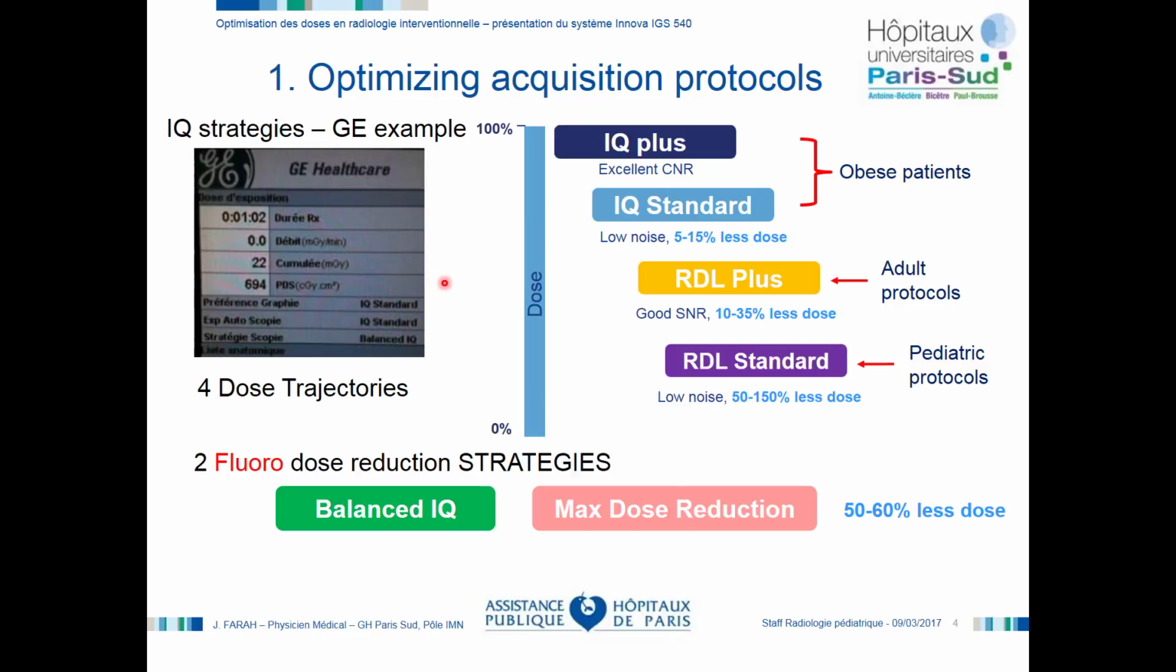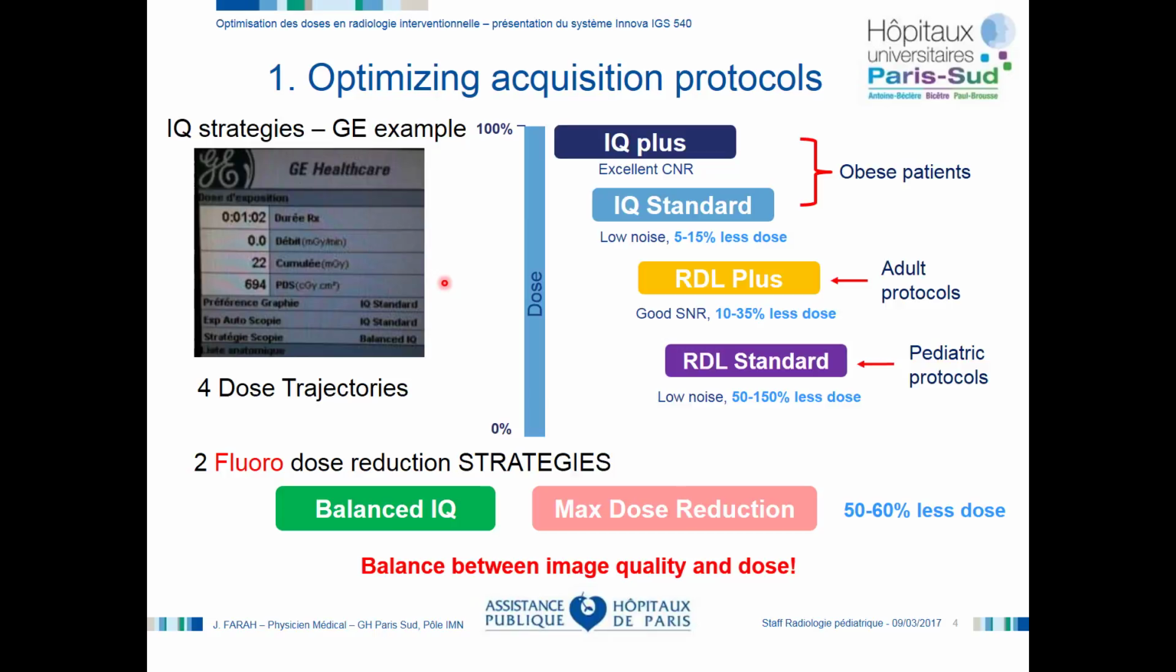Now, obviously, there is a balance to find between good image quality and dose. I'm not saying we have to have the lowest doses. We need a very good image quality, that's for sure. Now, let's say you have optimized your acquisition protocol, but you still have a bad image quality.